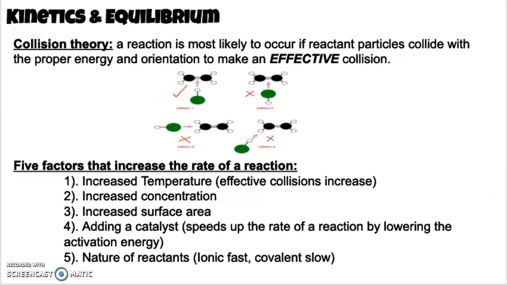There are 5 different factors that increase the rate of reaction. First is increased temperature. It increases the number of effective collisions. 2, increased concentration. The more particles there are, the more collisions there will be. 3, increased surface area. The more space for particles to collide with one another. 4, adding a catalyst. It speeds up the rate of reaction by lowering the activation energy. And 5, the nature of reactants. Ionic reactants react much faster than covalents do.